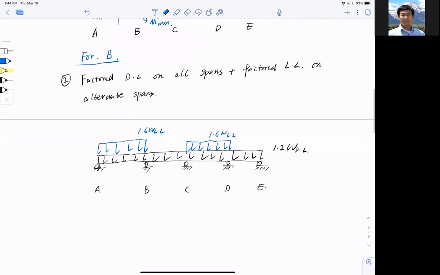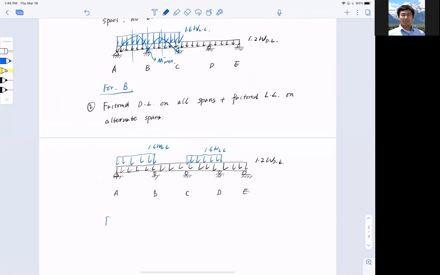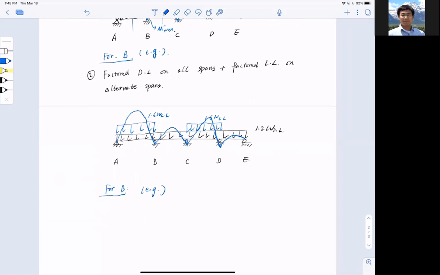All right. So essentially this is for B, right? I'm just taking the example here. For example, for B, this moment right here is a little bit less, right? But at the middle span, it will be a little bit higher. So something like this. Okay, so here will be something like this as here as well. Right, so that will be my moment diagram.